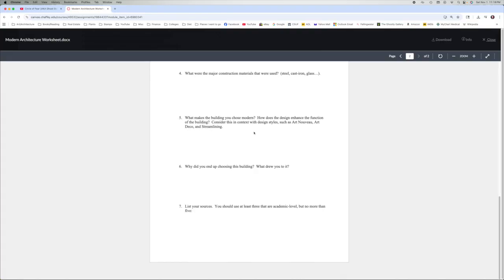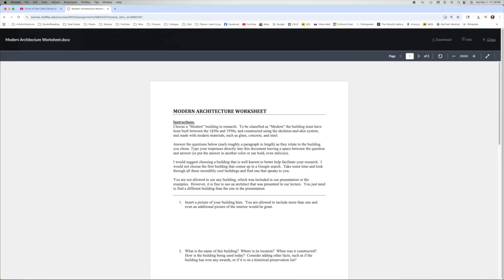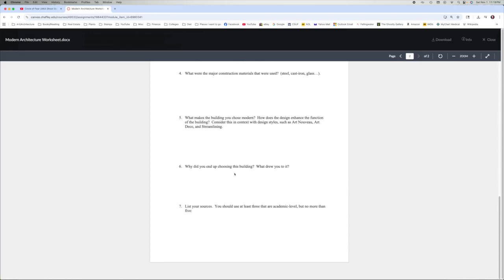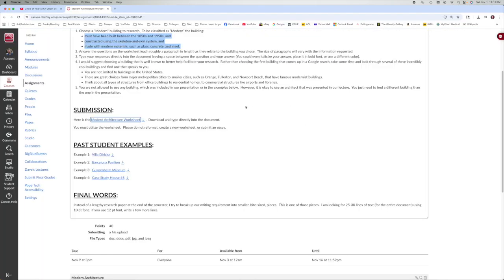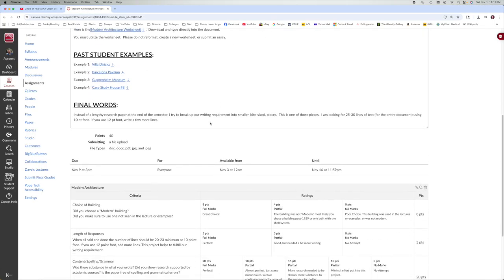What makes the building you chose modern? Again, it's those 3 elements that we learned about, which is the time period, the building technique of skeleton and skin, and also the material that's used. That's what makes it modern. Why did you end up choosing this building? And please list 3 academic level sources. Wikipedia is not an academic level source. So choose 3 that are very good that you're going to get information from, create hyperlinks to that, and that's what I'm looking for. The project is worth 40 points.